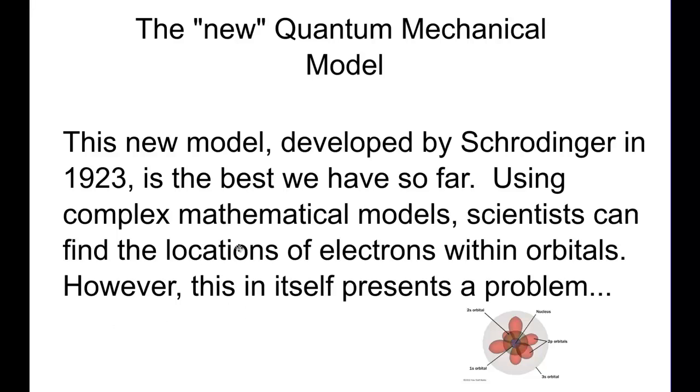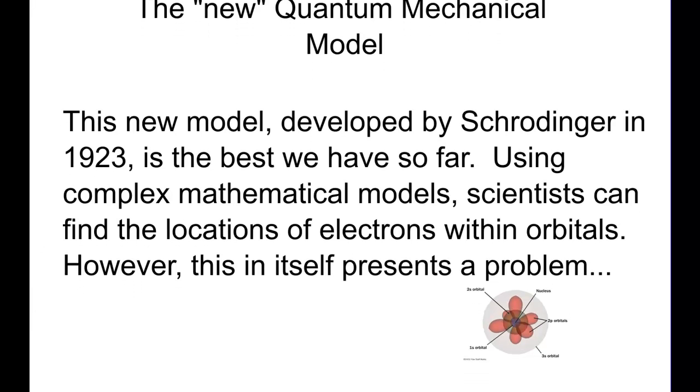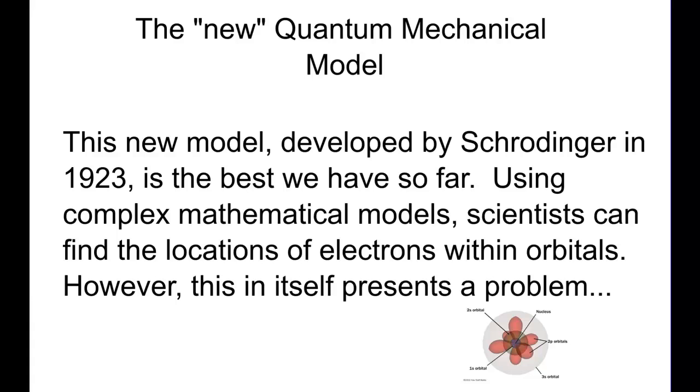So, again, this new quantum mechanical model developed by Schrödinger in 1923 is still the best we have so far. Yes, it is old. It's almost a century old. But scientists really haven't figured out a whole lot more about it. But this does create some problems. There are lots and lots of problems with the electron cloud model, which scientists are trying to figure out.